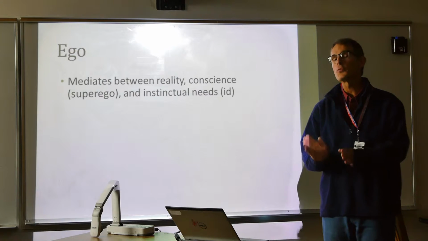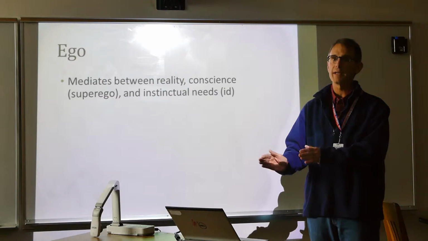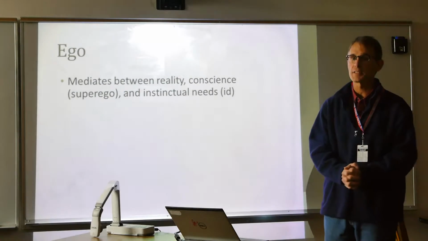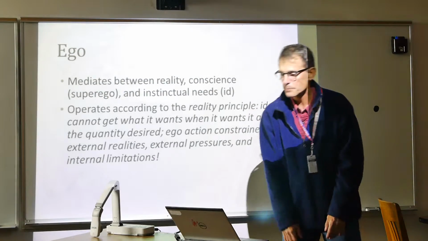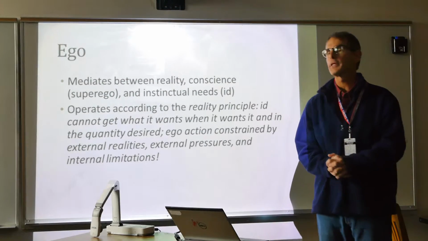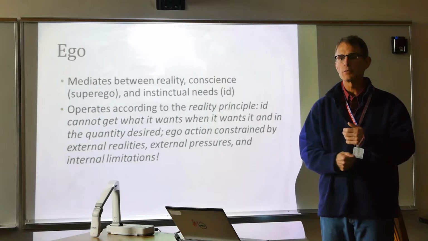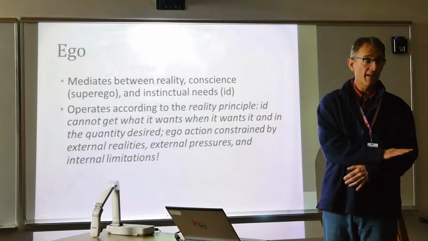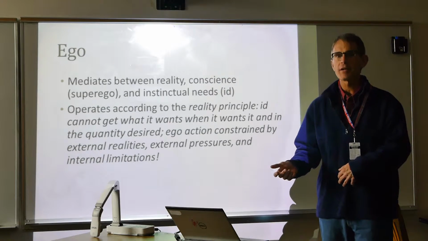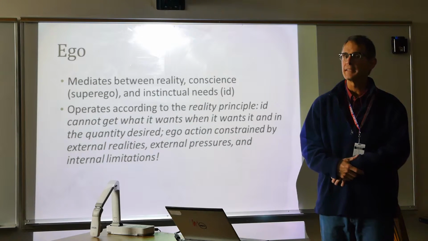And we'll talk about superego, that part of the personality that demands rules be obeyed, which requires that we conform to societal standards and expectations. Ego operates according to the reality principle, which is the principle that I can't get what I want, when I want it, and in the amounts that I want it, because reality, others, my external environment all provide constraints on what I can do at any time.